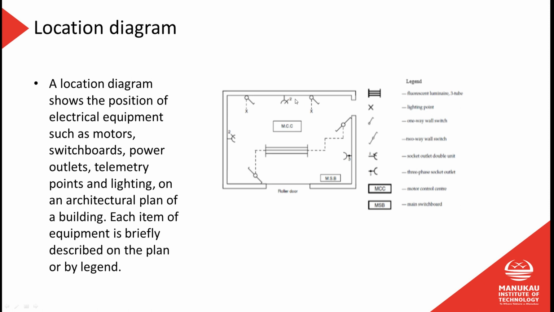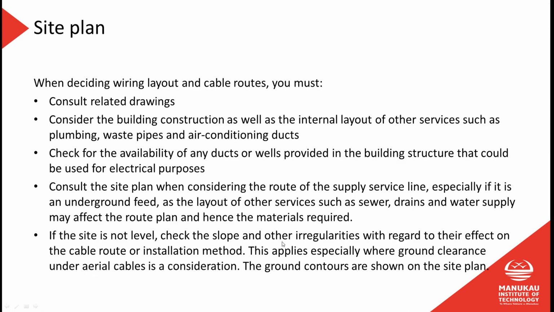We've then got our sockets here, here, and here. That tells us they're the ones with the twos. That's a double socket outlet. This one here, three-phase socket outlet. This is how you would normally see a layout drawing for a house or location diagram, or any sort of building, I guess.